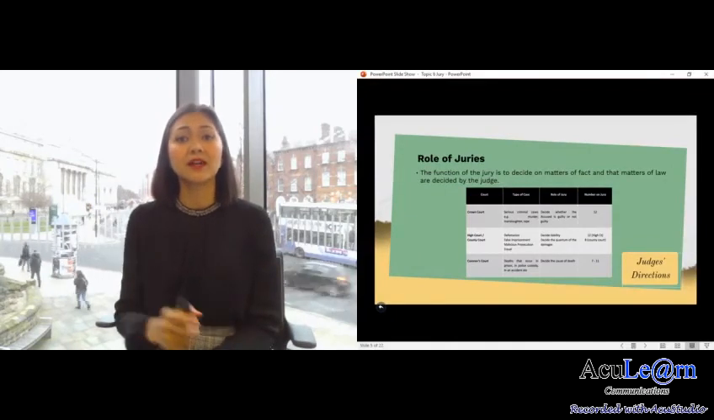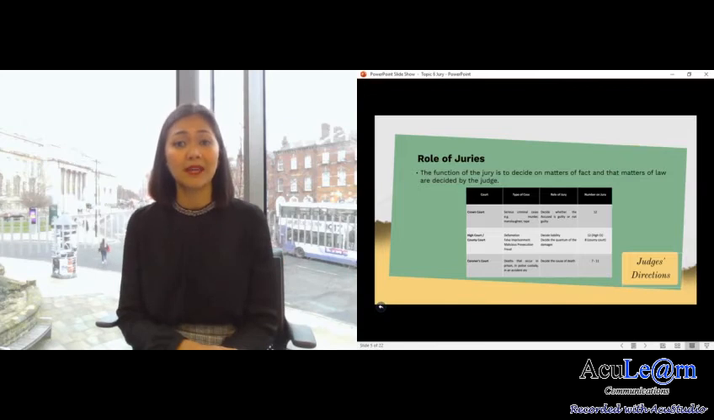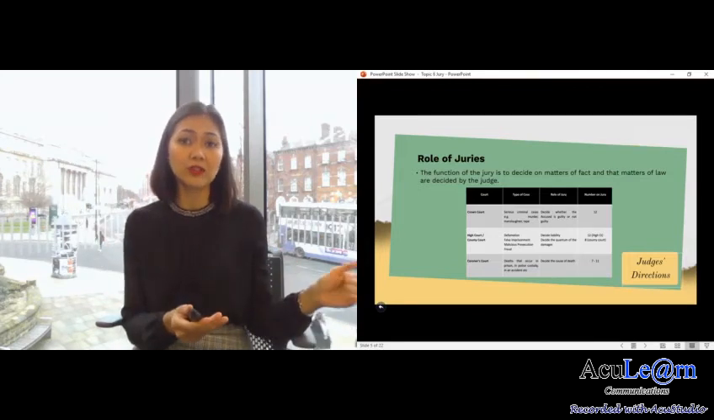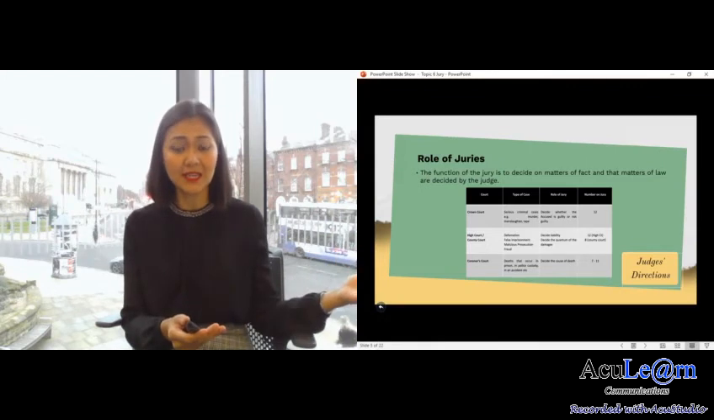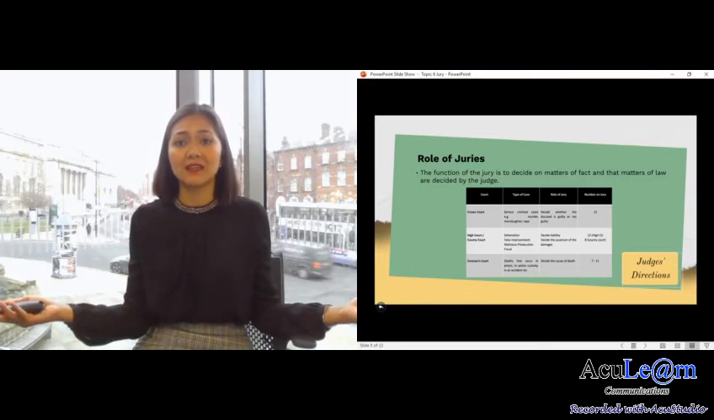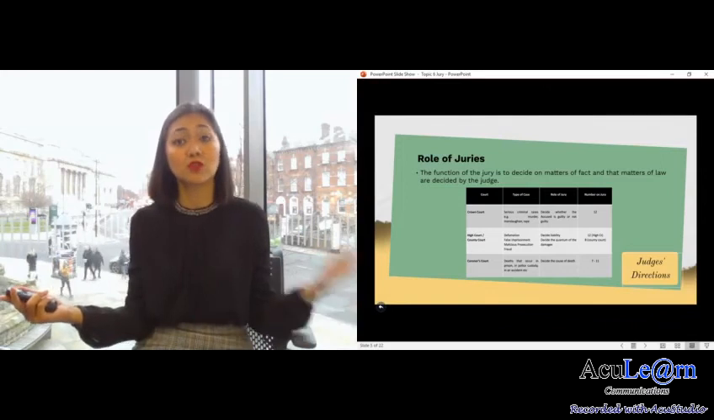So these are the roles of juries in order to decide on the matter of fact, or matter of law decided by the judge. So juries can sit in Crown Court to listen to criminal cases, and in some circumstances, jury can sit in county court to hear civil cases, but not all civil cases, only limited to four types.